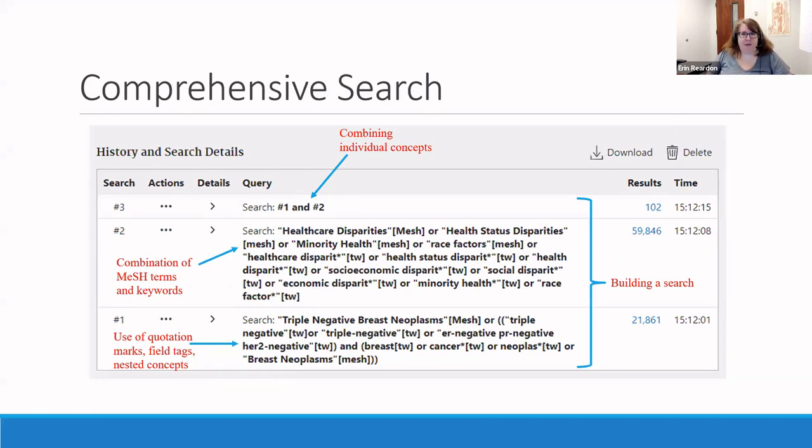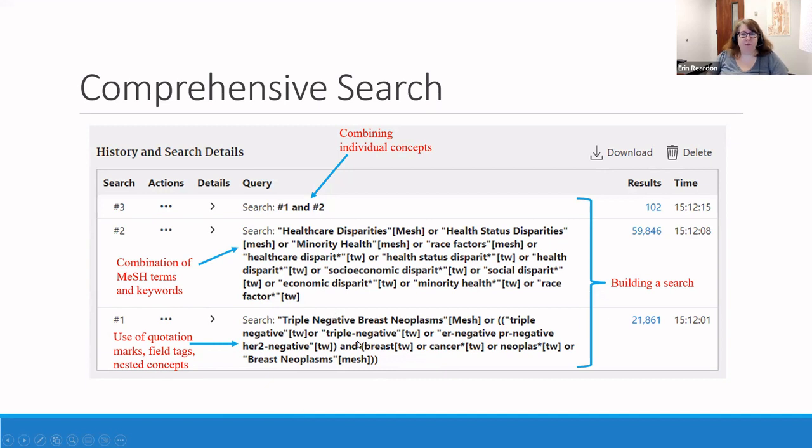A comprehensive search, on the other hand, is when you are combining MeSH terms and keywords, and we'll talk about what MeSH terms are in a little bit. You're going to use quotation marks, field tags, nested concepts with parentheses, and then you're going to build out each concept individually and then combine the two of them.